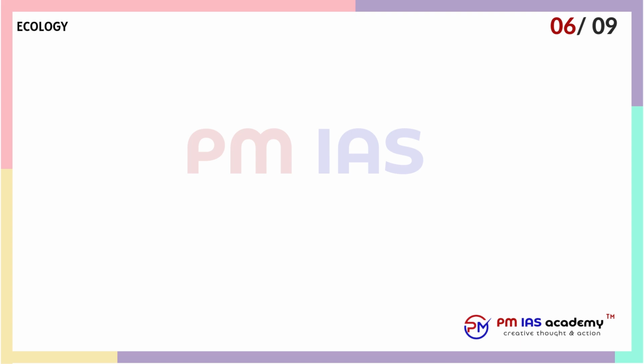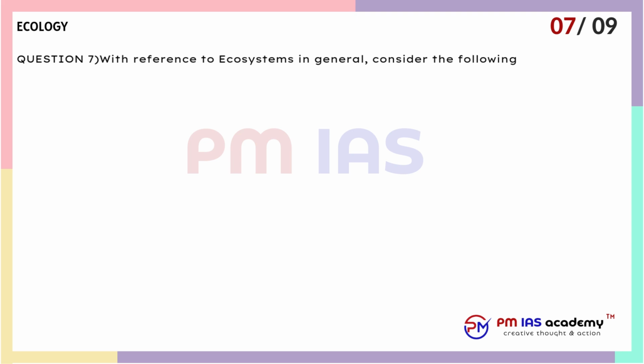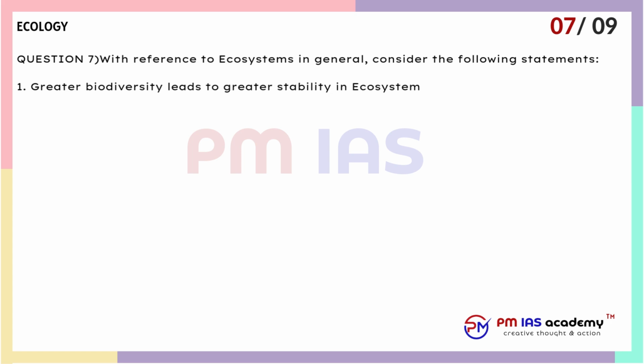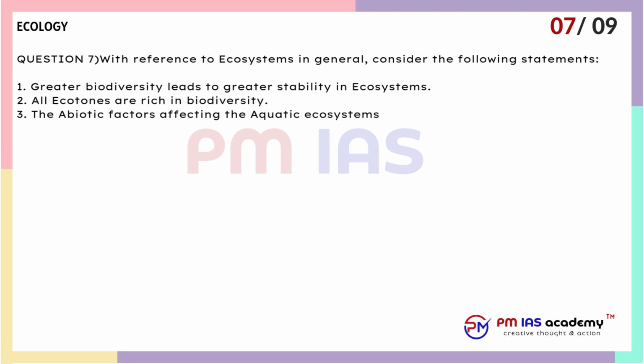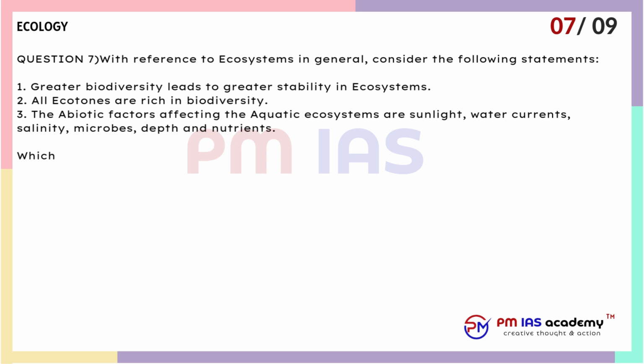Question 7. With reference to ecosystems in general, consider the following statements. 1. Greater biodiversity leads to greater stability in ecosystems. 2. All ecotones are rich in biodiversity. 3. The abiotic factors affecting the aquatic ecosystems are sunlight, water currents, salinity, microbes, depth and nutrients. Which of the statements given above are correct?